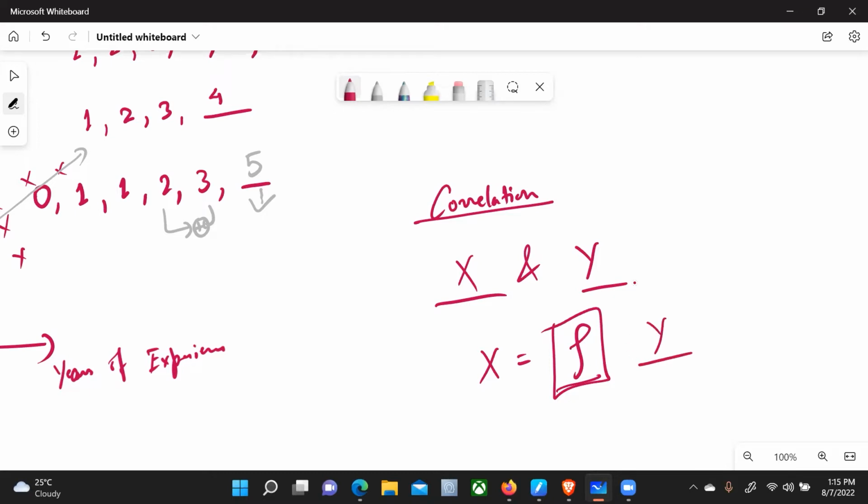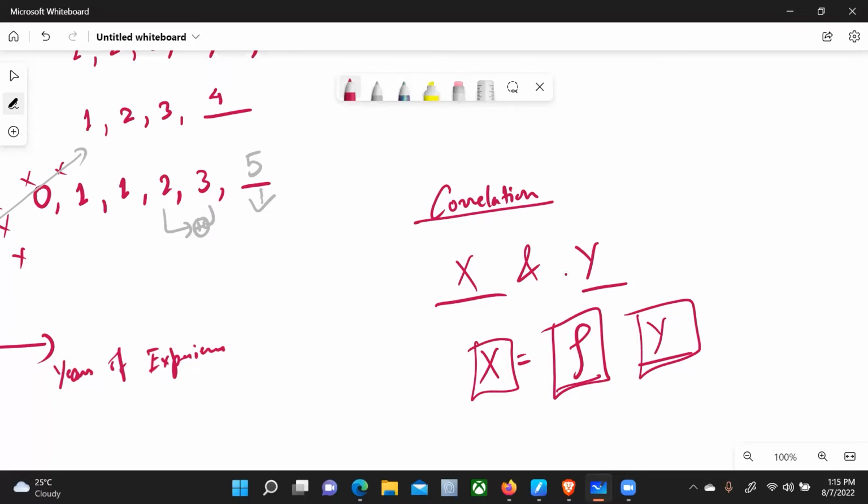Now, don't worry if you do not know all this. It's not an issue, okay? But this rho indicates the amount of strength and the direction, in what direction they are associated with each other.